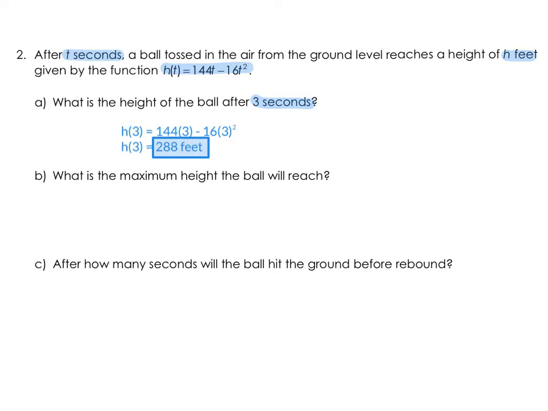When I sub the 3 in place of t, it's just a job for my calculator, using parentheses to sub in, and you should get the height to be 288 feet. The next question says, what is the maximum height the ball will reach? If it's asking for a maximum height, we can find that by identifying when it'll start going the other direction. So that's finding the axis of symmetry.